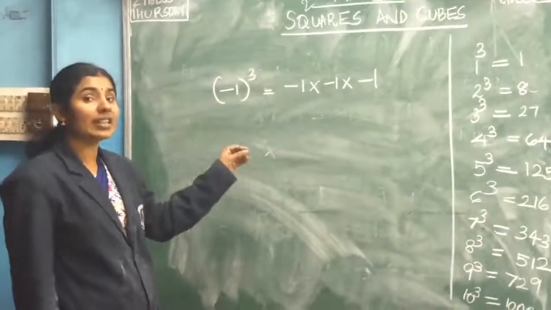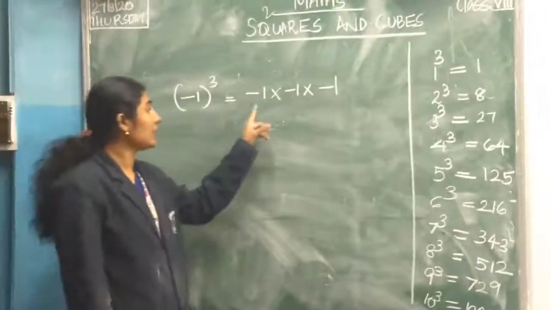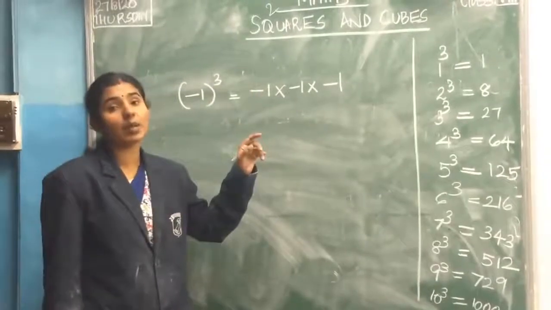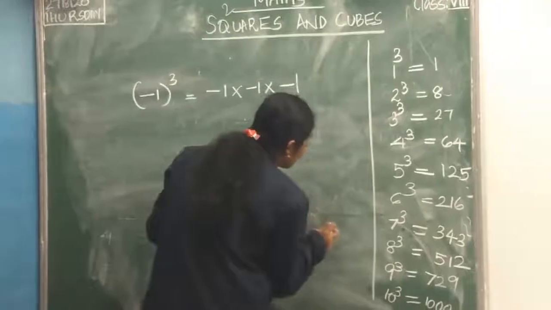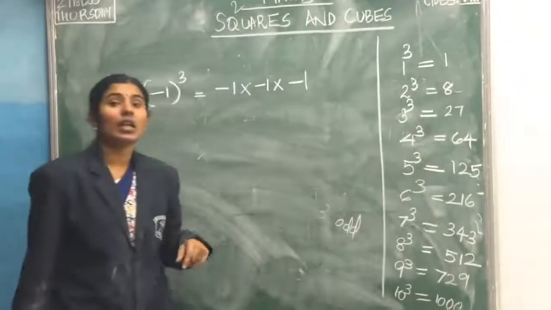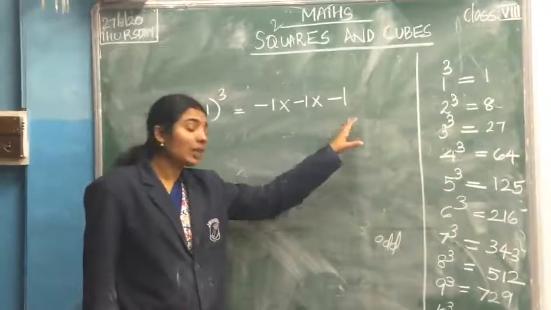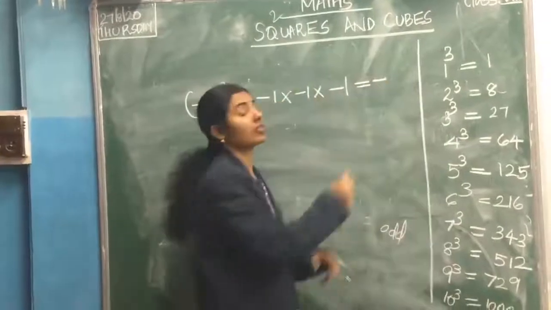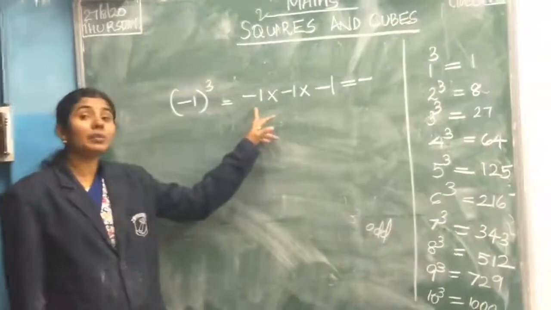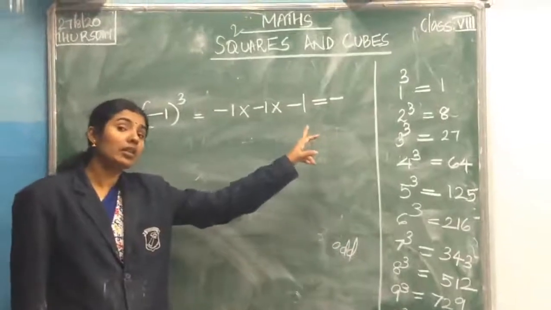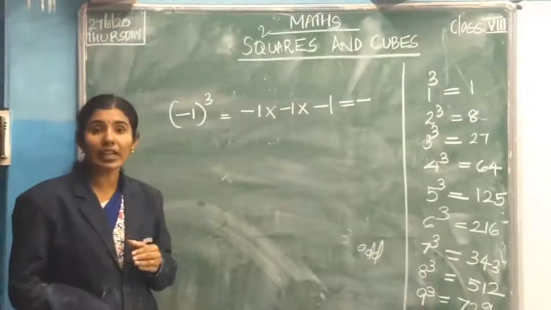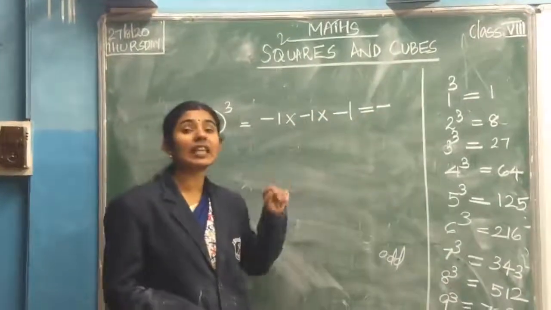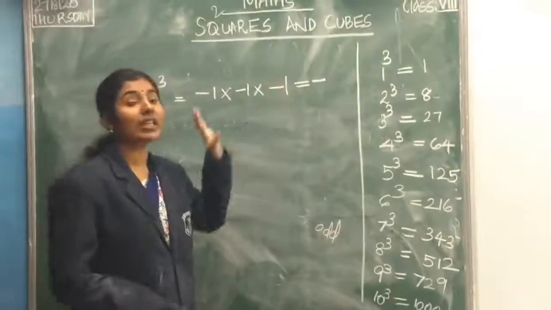You have studied that when a negative number occurs an odd number of times, how many times is it coming? 3 times, and 3 is an odd number. So if you are multiplying a negative number an odd number of times, for the answer you should give a negative sign and multiply the numbers directly.